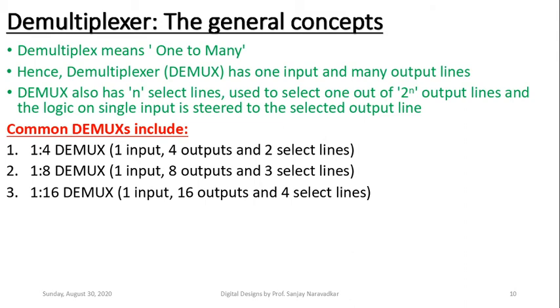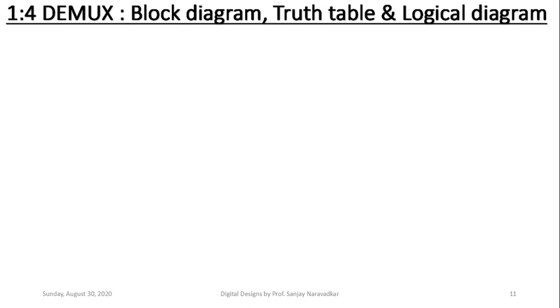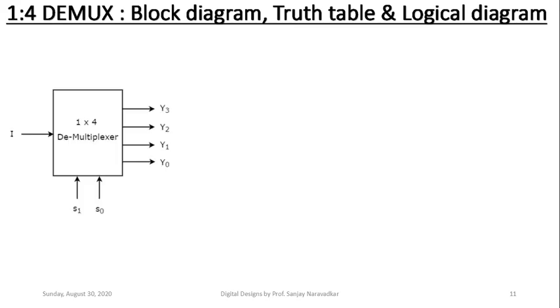Now here, we will see the design of the 1 to 4 demultiplexer right from the block diagram, then the development of the truth table, and then the design, meaning the logical diagram. So let us start. Here is the block diagram of that 1 to 4 demultiplexer. In this 1 to 4 demultiplexer, the input is I. Of course, any variable can be used to define that input, which is applied from the left side. Outputs available on the output side will be Y0, Y1, Y2, Y3.